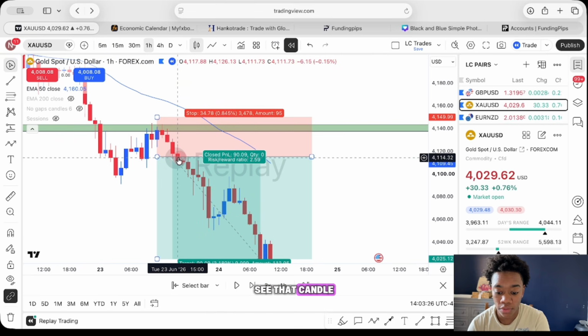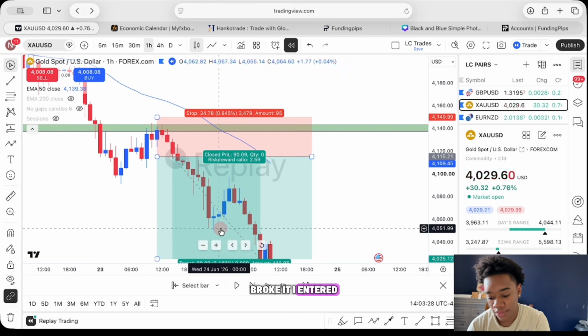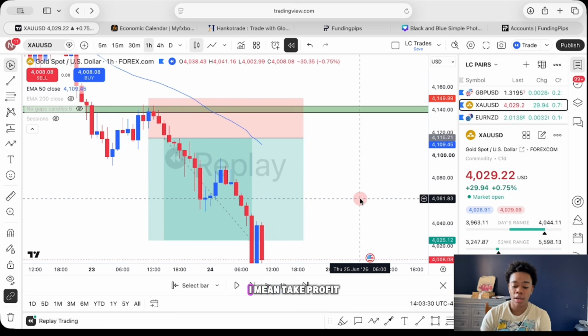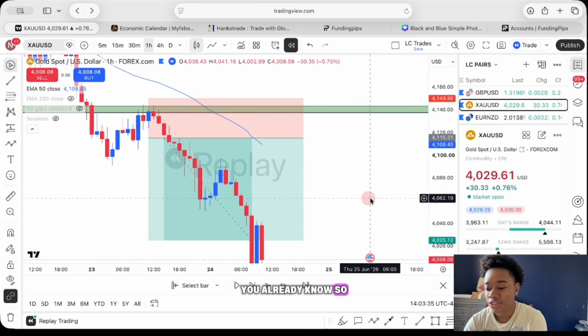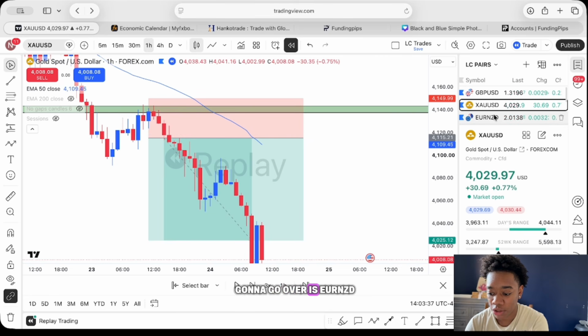Boom. See that candle? Broke it. I entered. Simple. Stop loss. Take profit. Smacked. You already know. So the last pair I'm going to go over is EURNZD.